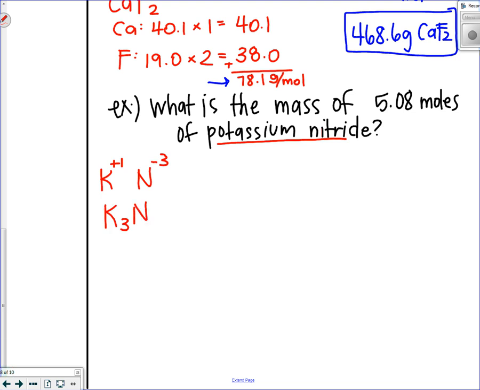So now that we have our chemical formula, we can go ahead and calculate molar mass. So we list our elements, K and N, and we need to find their individual masses on the periodic table. When you look that up, potassium, or K, is 39.1, and nitrogen is 14.0. Then we're going to multiply those individual masses by the number of atoms that we have.